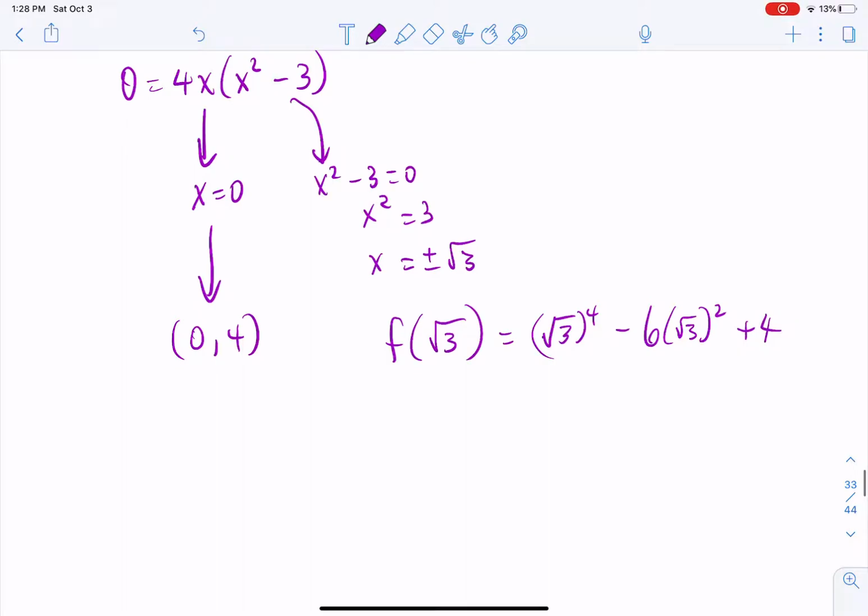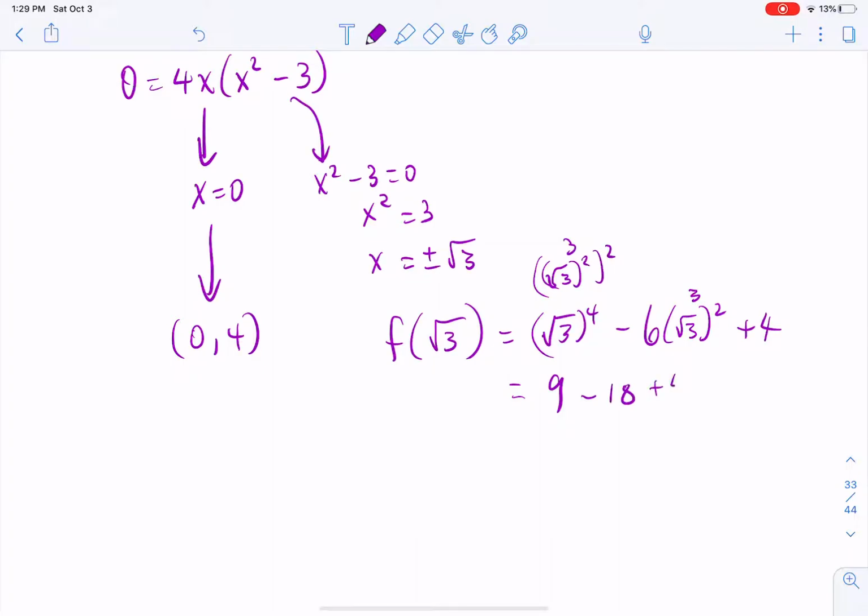If you say so. Well, I'm going to think of the square root of 3 to the 4th as the square root of 3 squared, squared, because the square root of 3 squared is 3, and then 3 squared is 9. Wow, look at that, without a calculator. Again, the square root of 3 squared is not 9, it's 3. And then 3 times the negative 6 is negative 18, plus 4. And then I've got 9 minus 18 is negative 9, plus 4, which gives me negative 5.